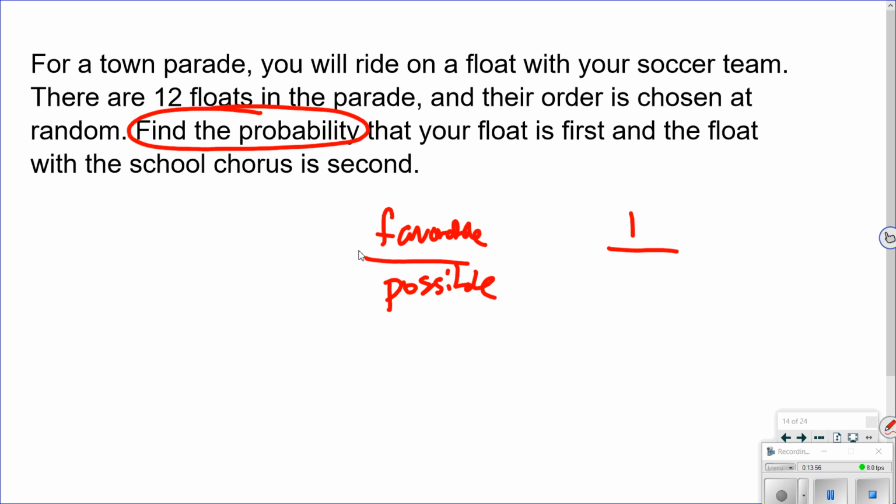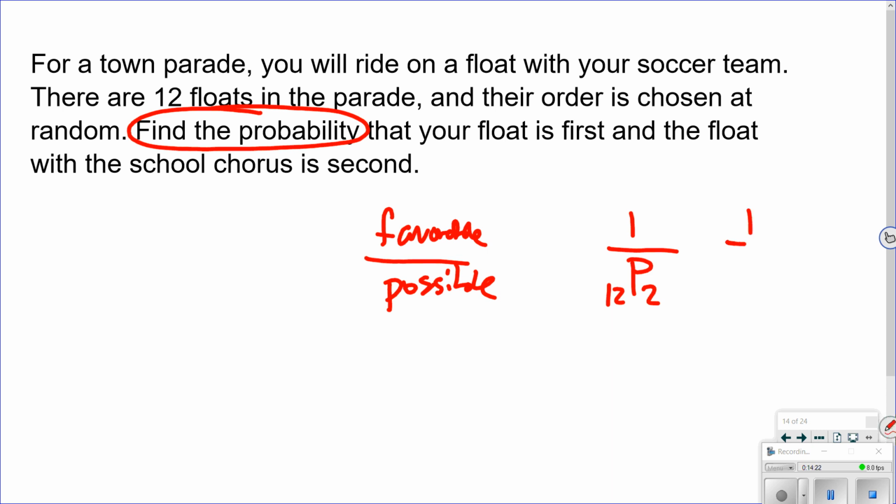Well, think of all the different ways the first 2 positions could be arranged. And the order matters, right? If your float's first and the chorus is second, that's different from the chorus being first and you being second. So we're going to do a permutation. The order matters. We have 12 boats to choose from, and we want to find out how many different ways you could arrange the first 2 boats. So we're going to do that 12 permutation 2.